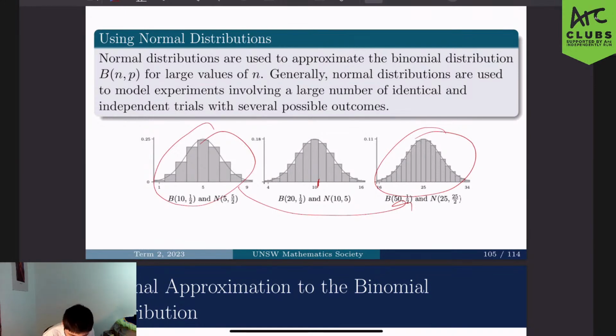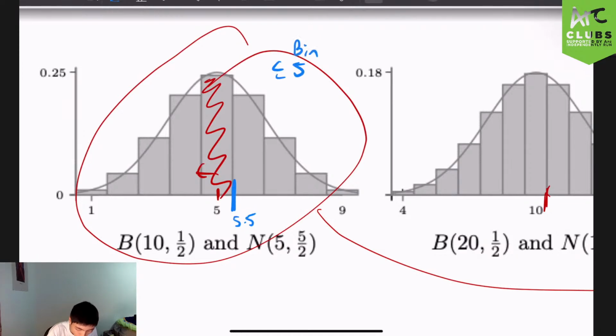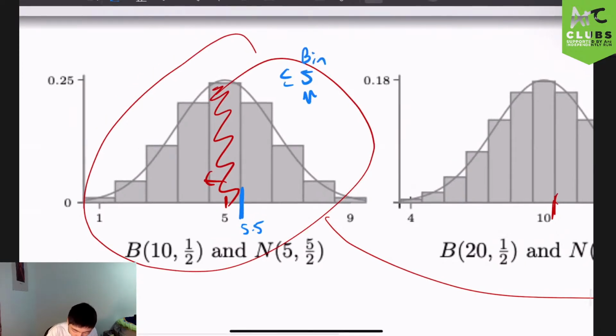Essentially, let me look at this particular example of 5, right? If we wanted to look at all of the probabilities that were less than or equal to 5, then we would include that rectangle over here. Including the rectangle means that if we wanted to have the normal distribution, we should start from here. So this is 5.5. So if we wanted the probability that is less than or equal to 5 for the binomial, then for the normal, we would actually be looking at less than or equal to 5.5, because this way we can include that rectangle.